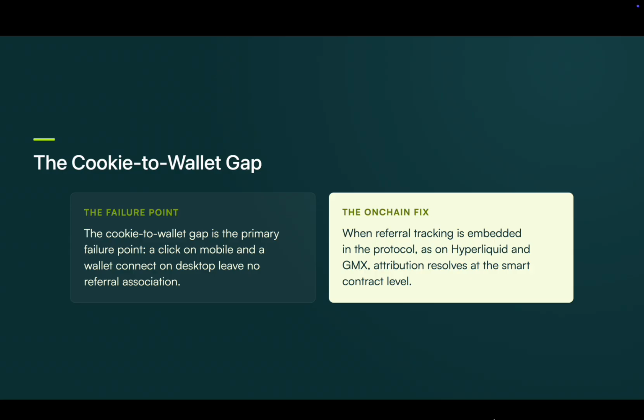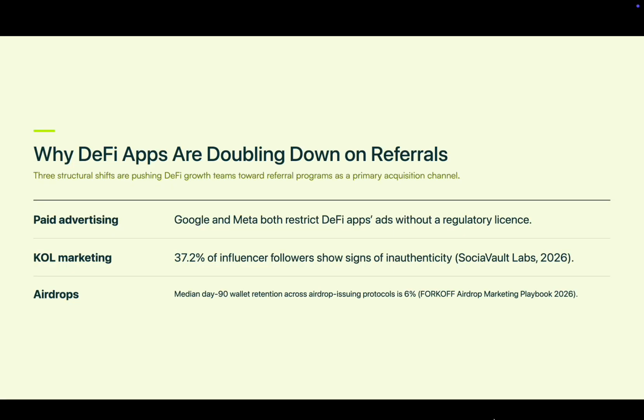This is why referral attribution in DeFi needs to connect the referral code to the wallet itself. Protocols such as Hyperliquid and GMX resolve this directly through protocol-level on-chain attribution. There are also structural reasons why referral programs are becoming more attractive to DeFi growth teams.